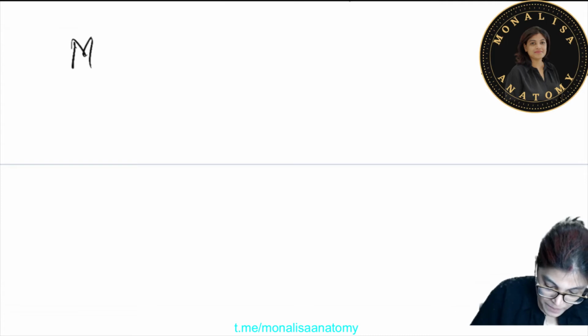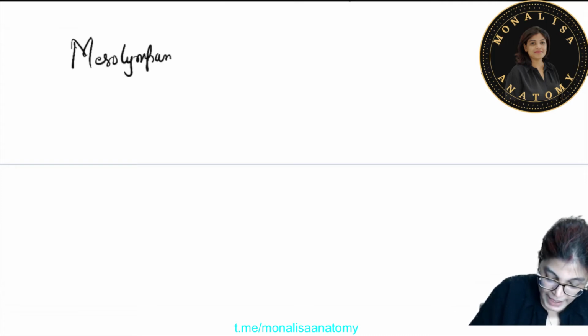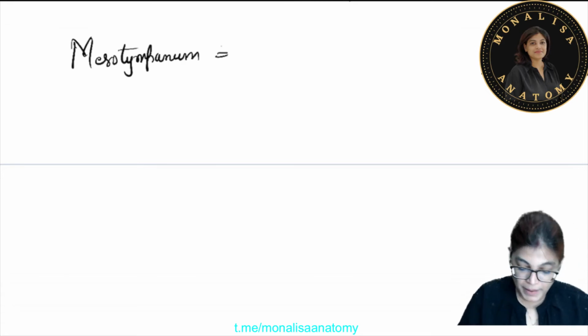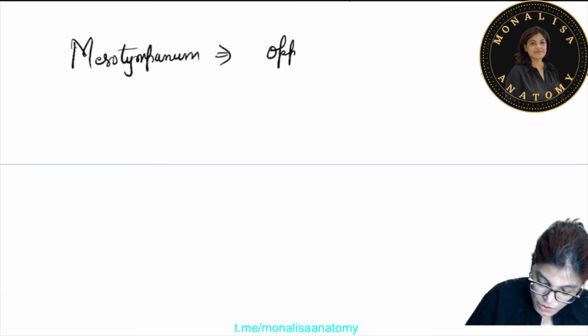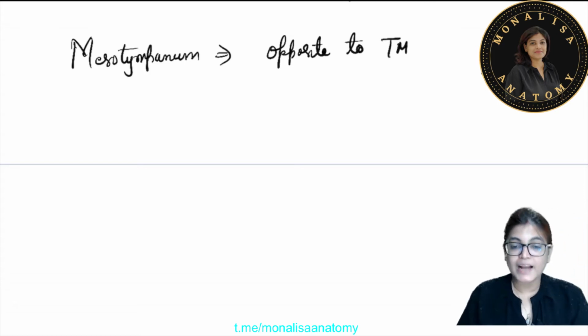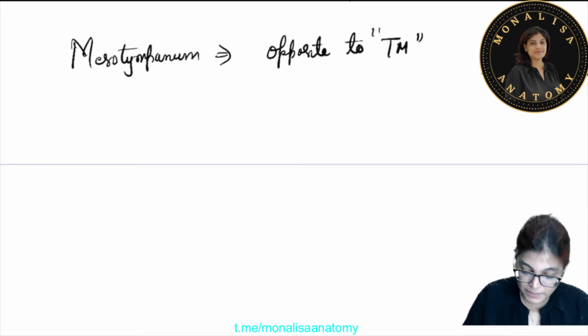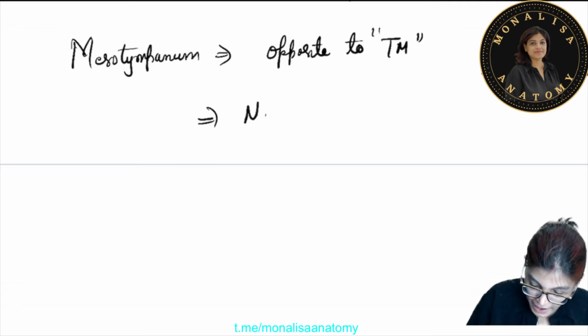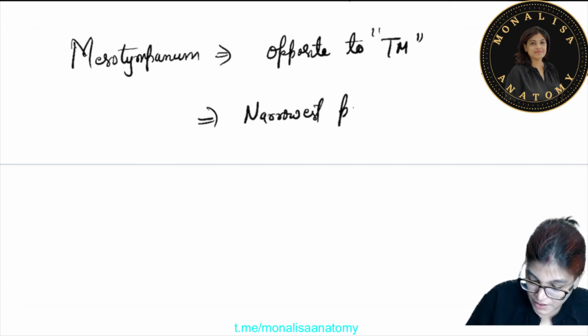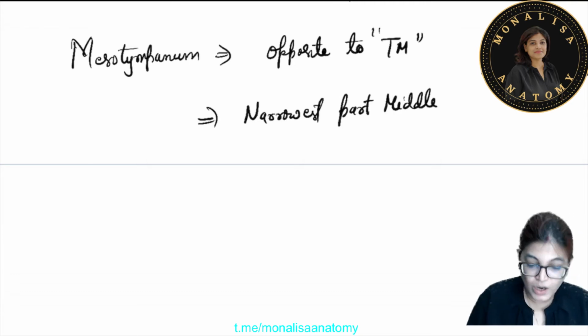The mesotympanum part of the middle ear cavity is lying just opposite to the tympanic membrane, TM again for the tympanic membrane. Actually, it is the narrowest part of the tympanic cavity, the narrowest part of the middle ear. And what does it contain? It contains the following structures.